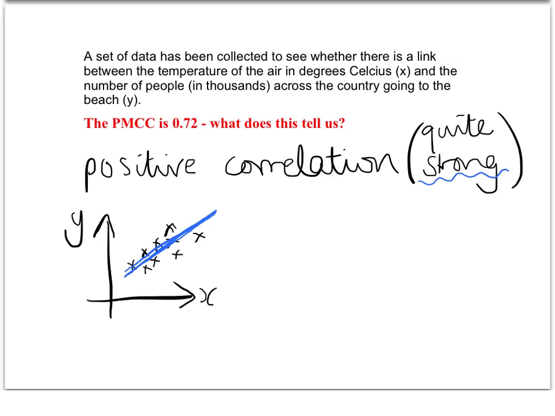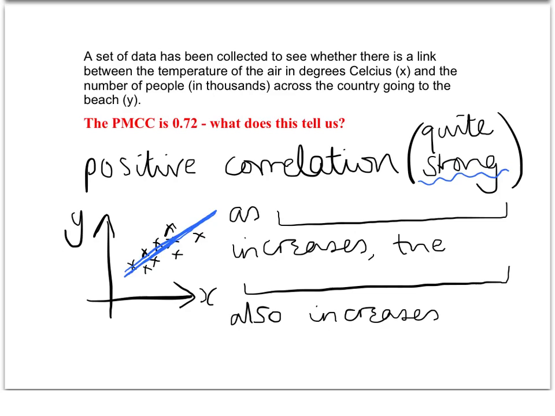0.72 for a PMCC does tell us that we have a quite strong positive correlation, but we need to see a bit more than that. So this is what we also need to see. We need to say the sentence that describes what correlation is, basically. A positive correlation means that as this variable x goes up, this variable y also goes up, but we need to use words. So in this question, as the temperature increases, the number of people on the beach also increases.